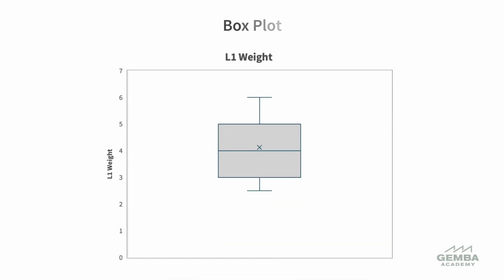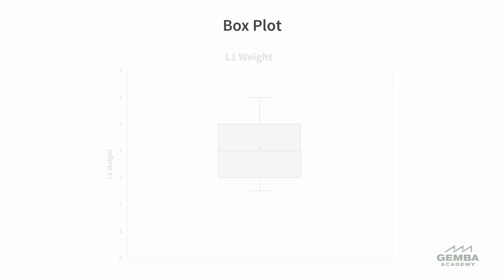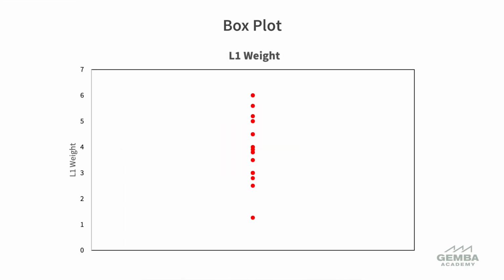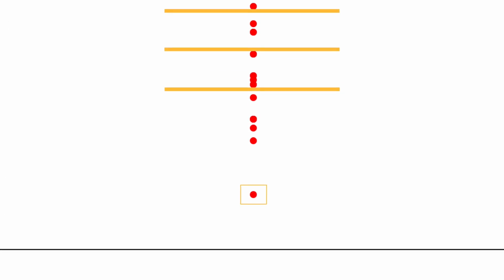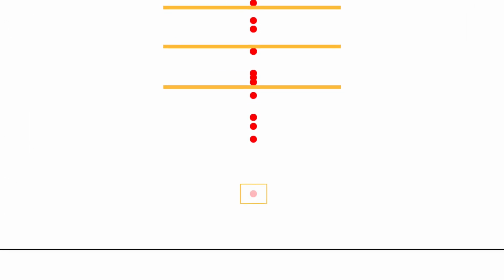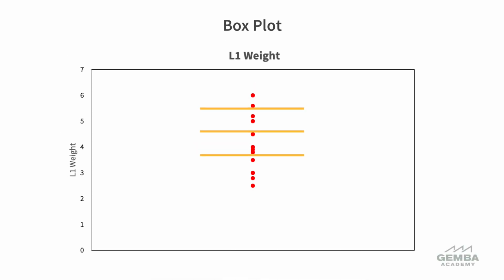The next graph is the box plot, which can help us see larger patterns in the distribution of variable data. To create a box plot, we start with an individual value plot, as shown here. Then we divide the data points into 4 equal parts, or quarters. We ignore any obvious outliers, such as the data point at the bottom in this example, when dividing the data into quarters. We then draw a box around the 2 middle quarters, which represents 50% of the data points.